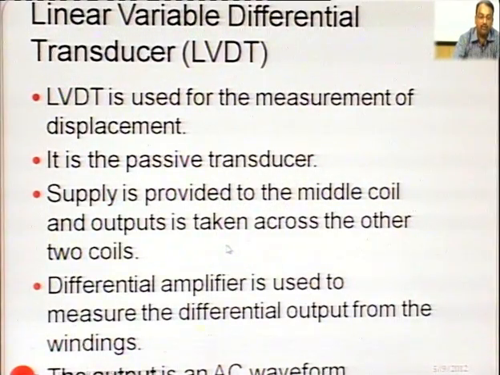One example of a variable inductive type of transducer is LVDT, linear variable differential transformer. It is used for the measurement of displacement. It is a passive transducer. There are three coils. Supply is provided to the middle coil and output is taken from the other two coils. A differential amplifier is used to measure the differential output from the windings, and the output is an AC waveform.